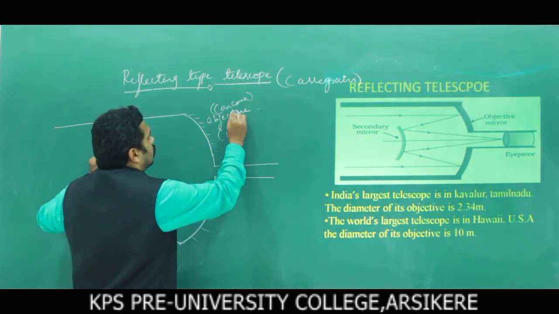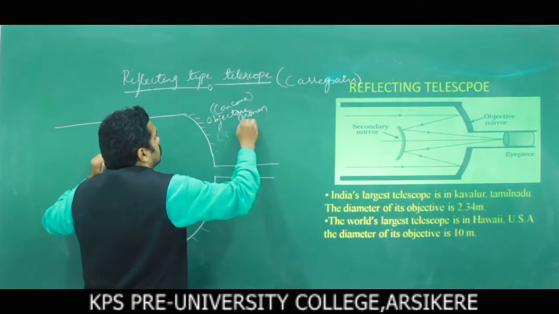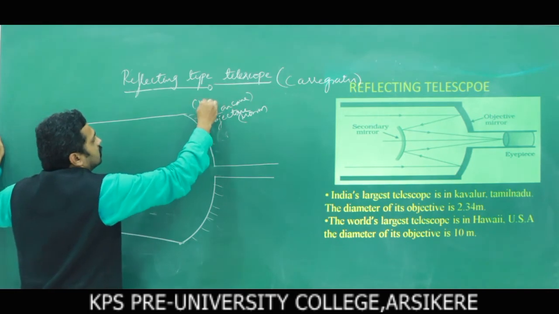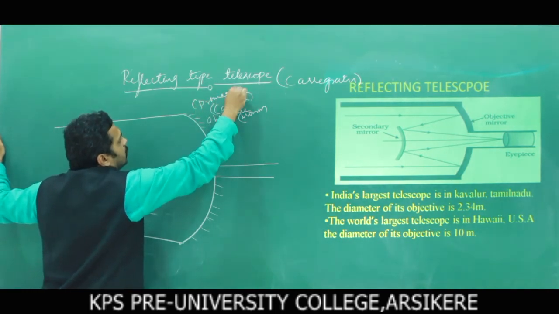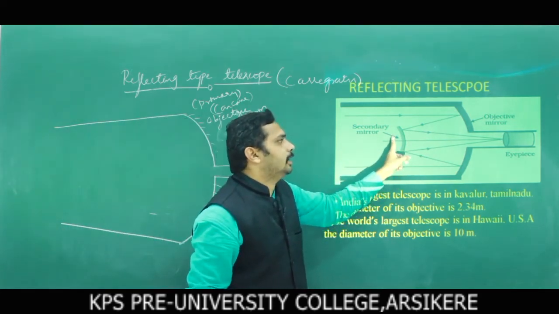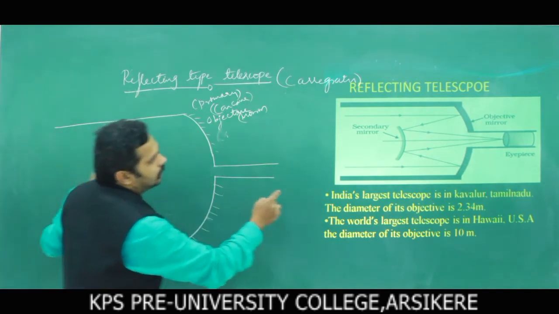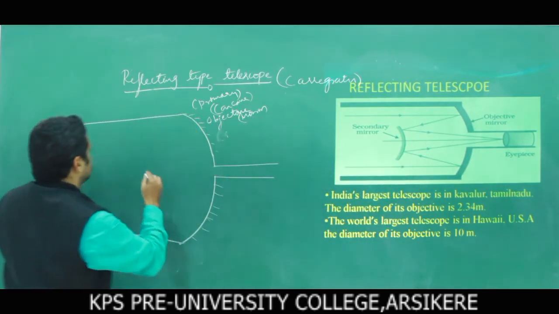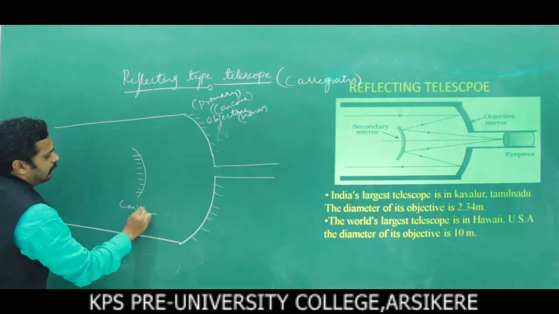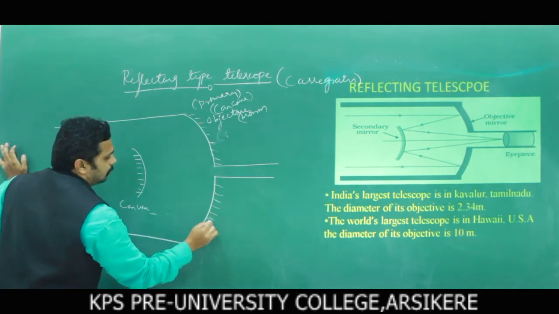Now this is the concave objective mirror. This is the primary mirror. Now I use a secondary mirror. Look at here, I am using another mirror. It acts as the secondary mirror. This is a convex mirror. Convex mirror acts as the secondary mirror. The concave mirror acts as the primary mirror.